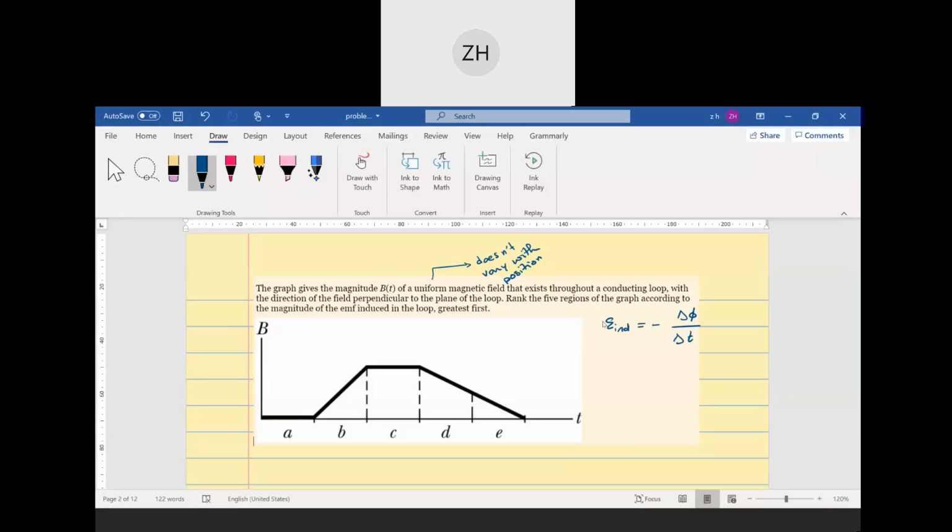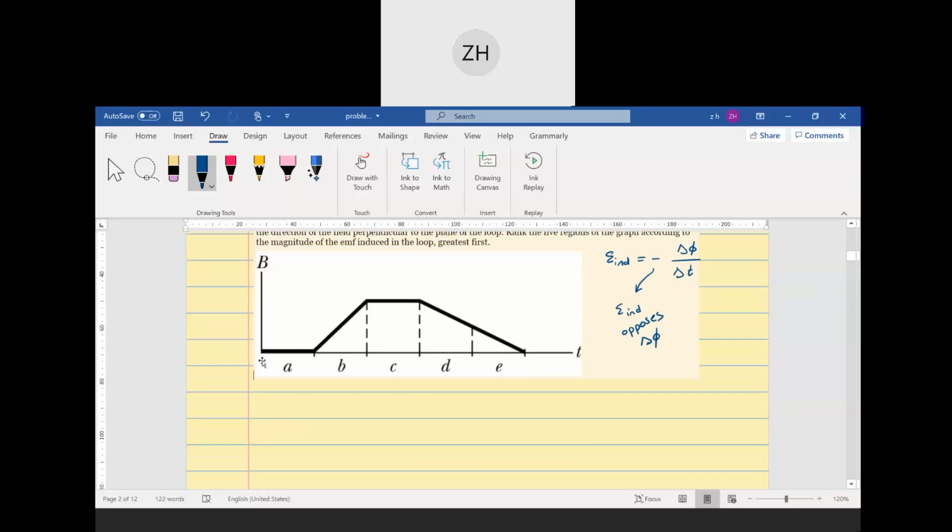And of course we have a negative sign just to indicate that this is opposite in direction to whatever magnetic field we have. Like we said, by Lenz's law, the direction of the induced electromotive force is always such that the induced current causes a magnetic field that opposes the change in the flux. So E induced is opposing delta phi. That's why we have the minus sign. Okay, so this is our formula of E induced, the induced electromotive force.